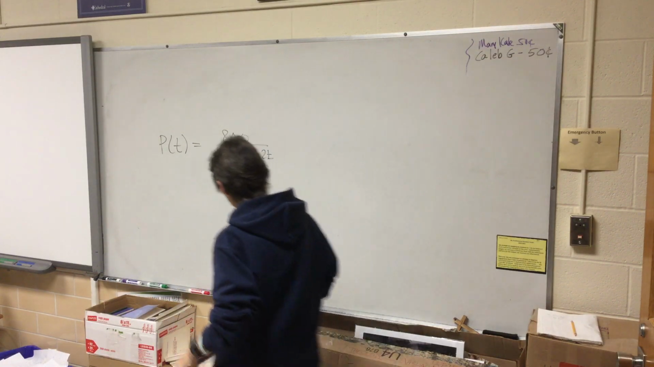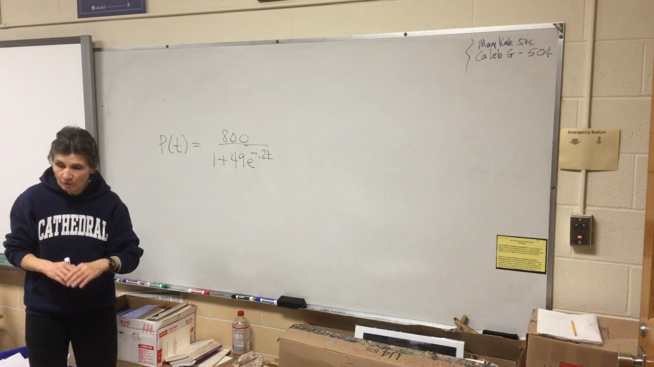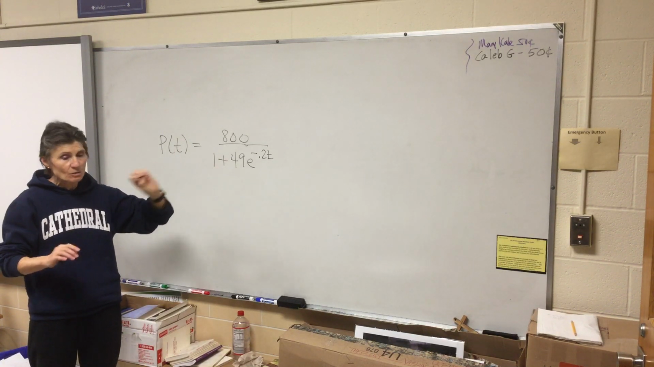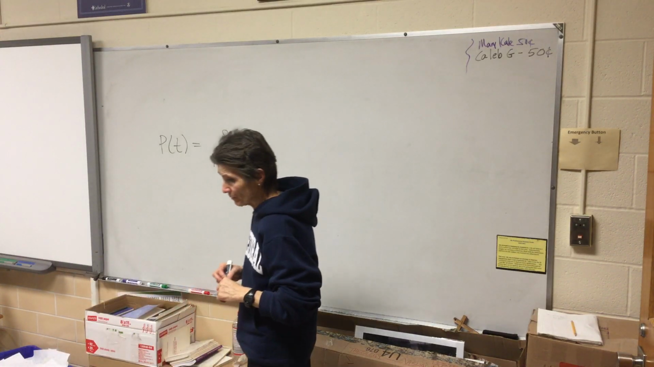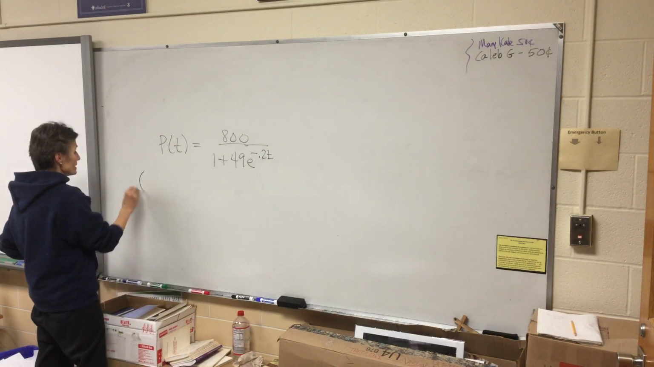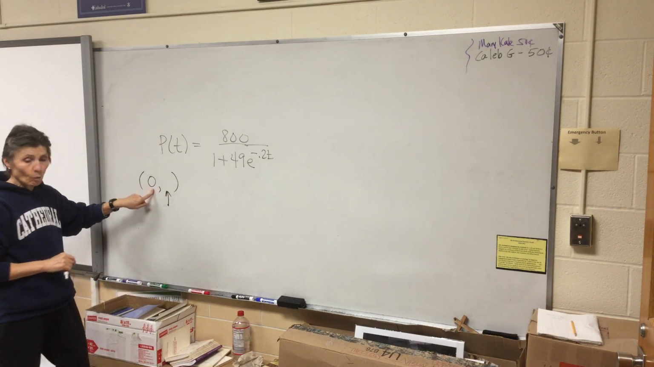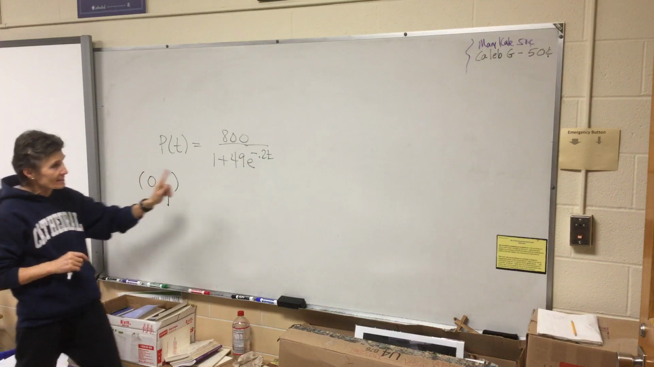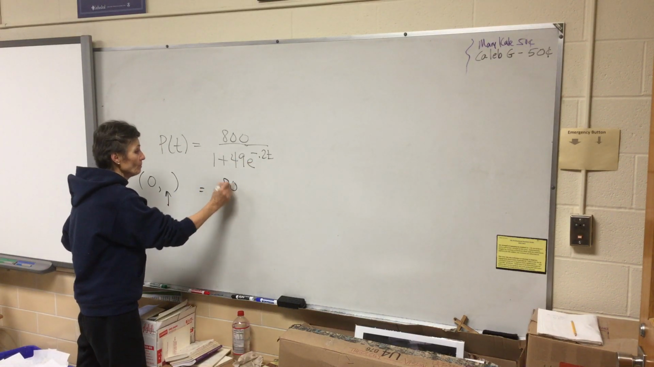Does anybody remember how we find the initial value for anything, any kind of function, whether it's this or exponential? What do we know about the initial value? T is 0. Exactly. The initial value corresponds to the ordered pair that represents the y-intercept, where x, or in this case t, is 0. So we're just going to plug in 0.